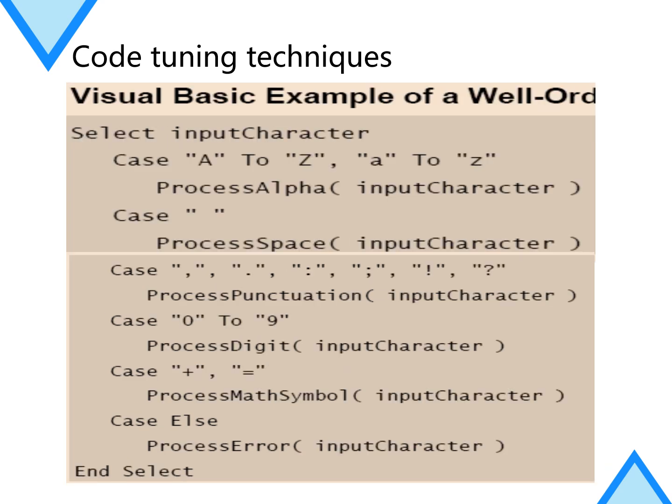This is the same code, but here we put some order. The first case is alphabetic, the second is spaces or other punctuation marks and special characters, the third is the number, then the math symbol, and then the error symbol. The processor error will come less often. So this is an example of a good order.